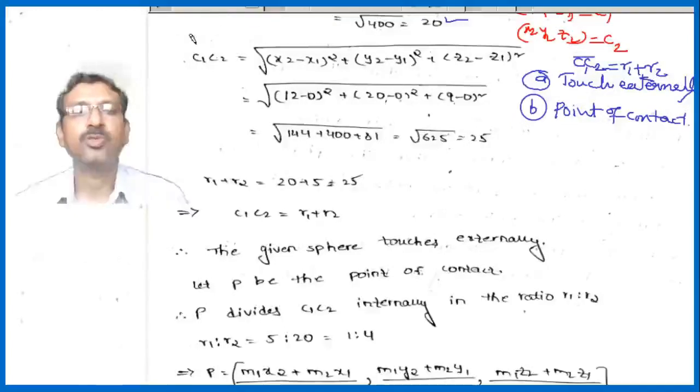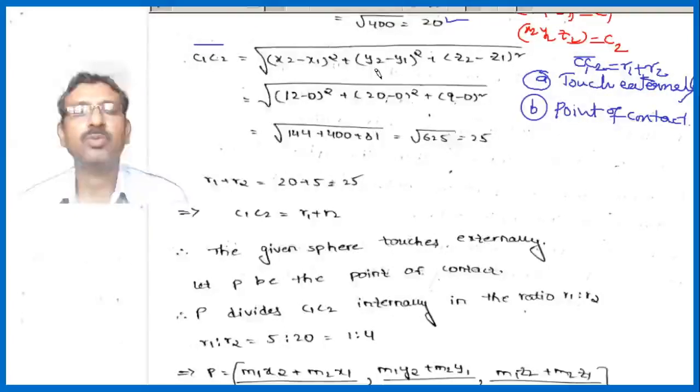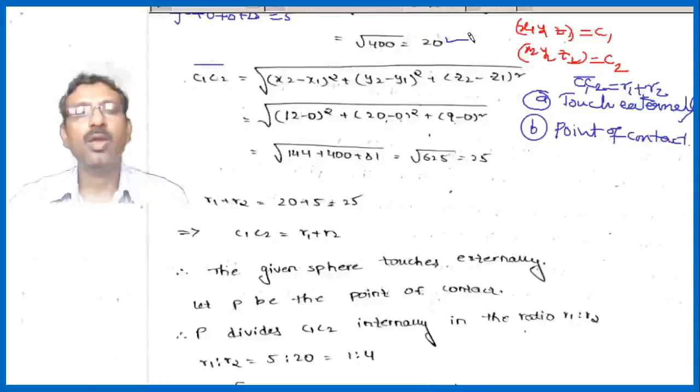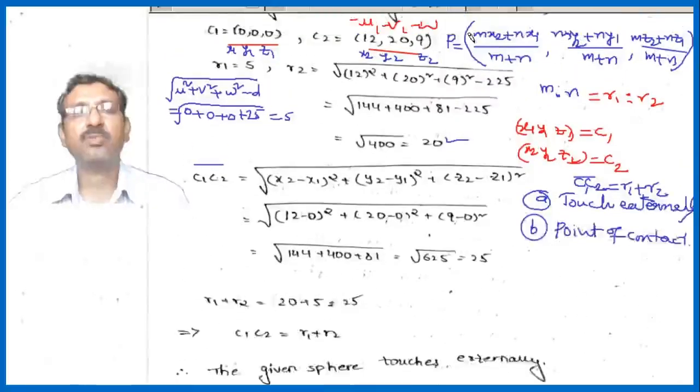So C1 C2, using the distance between two points formula, is the square root of (x1 minus x2) whole square plus (y1 minus y2) whole square plus (z1 minus z2) whole square. Here we substitute x1, y1, z1: (12 minus 0), (20 minus 0), (9 minus 0) whole square.